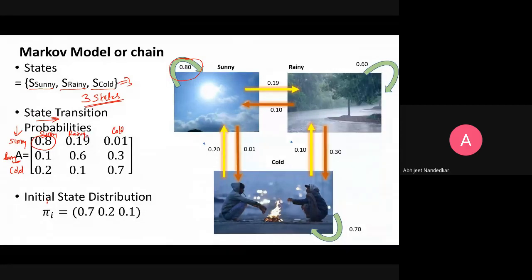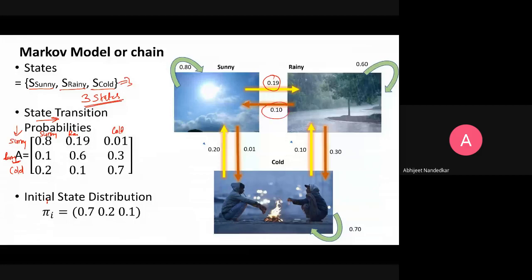So 0.19 is the probability from sunny to rainy. Currently I am facing a sunny day. What will tomorrow's day be? What is the chance that it will be raining? So it is 0.19.